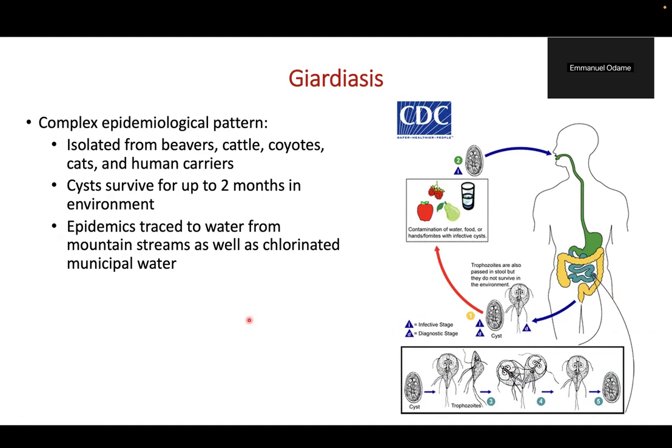Giardiasis has a complex epidemiology pattern. Basically, it is mostly isolated from beavers, cows, and coyotes, and humans are also carriers.